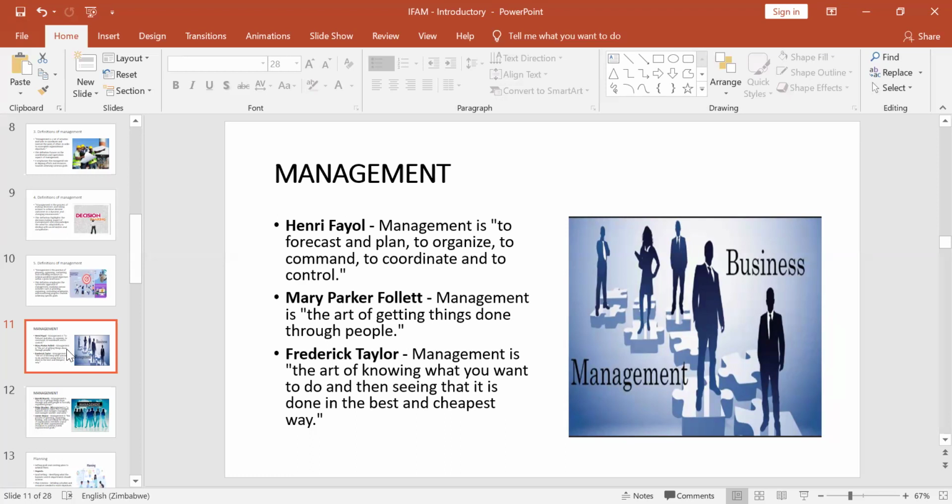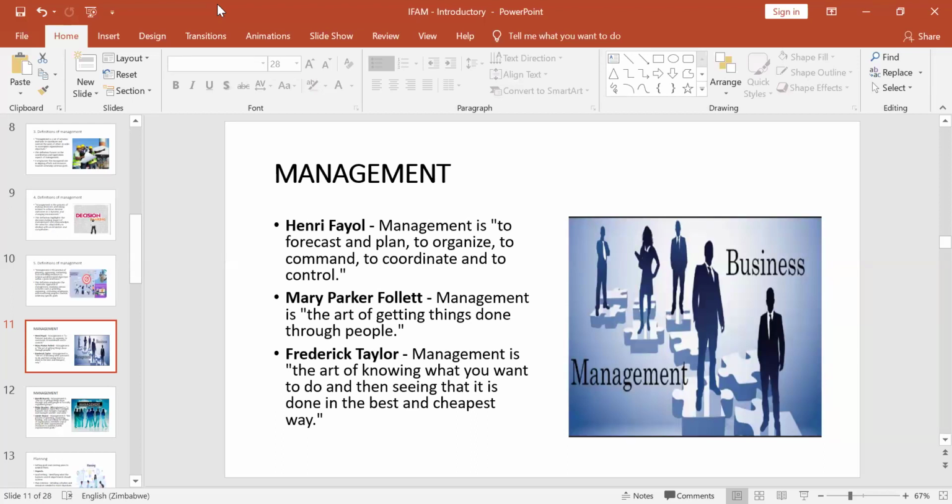Theorists are people who have given their line of thought in a particular subject, and they've been found to be worthy. So I've listed how some of these theorists managed to describe management. We have a gentleman called Henry Fayol. We are going to come across him when we look at theories of management. So he said that management is to forecast and plan, to organize, to command, to coordinate, and to control.